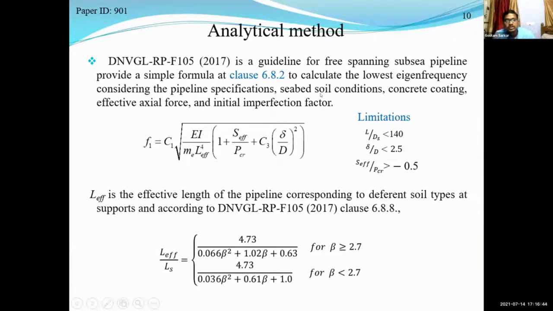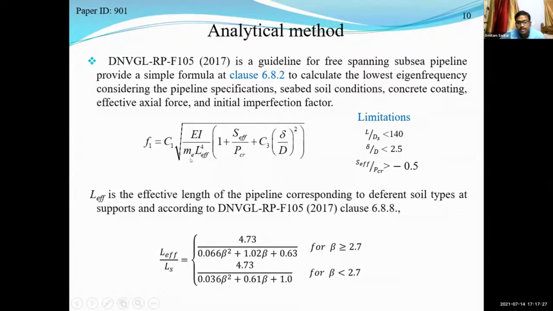Now moving to the first methodology, that is the analytical method. DNV GL RP F105 is a guideline for free span pipeline. In that code guideline, clause 6.8.2, this expression has been given to determine the natural frequency of a free span pipeline. There is a limitation of this expression. The free span length must be less than 140 times the diameter of the pipeline, and static deflection should be less than 2.5 times the diameter. And then the effective compressive axial force should not be more than 0.5 times the critical buckling load.